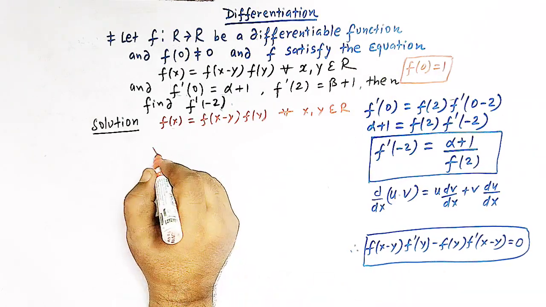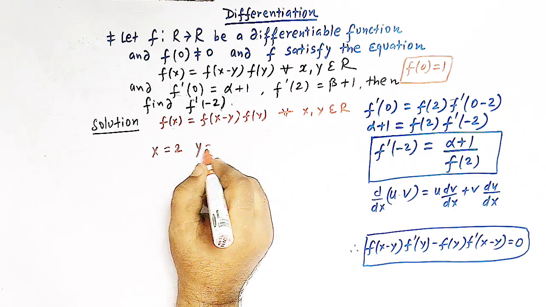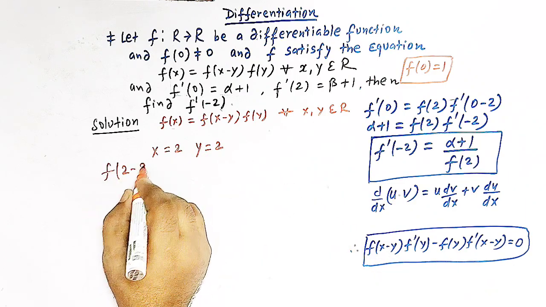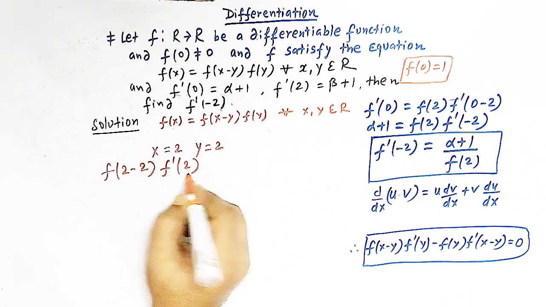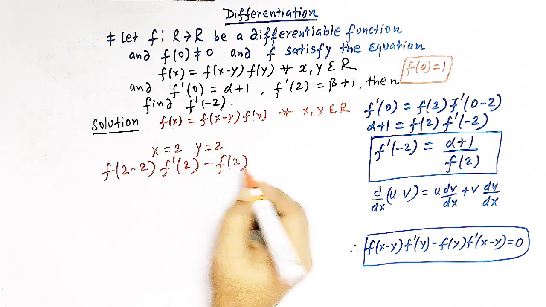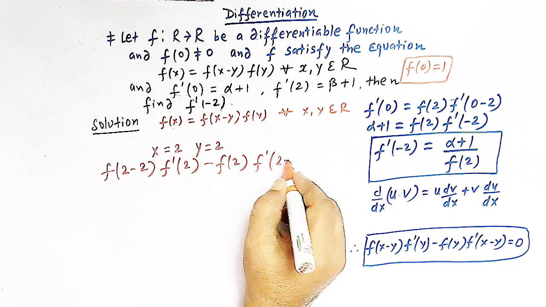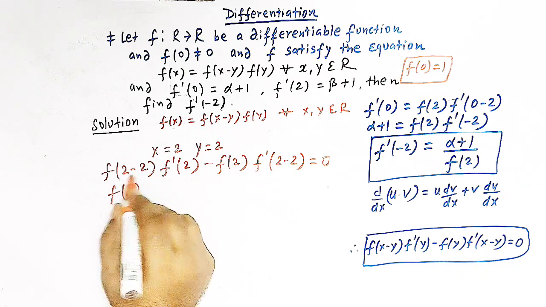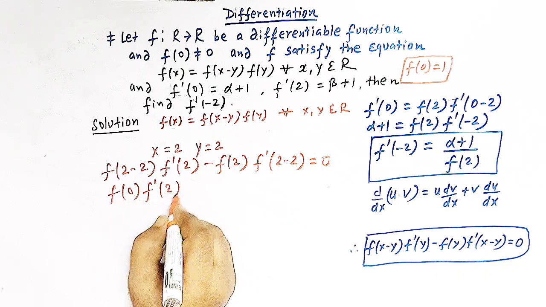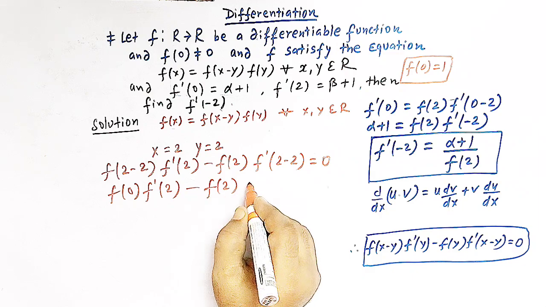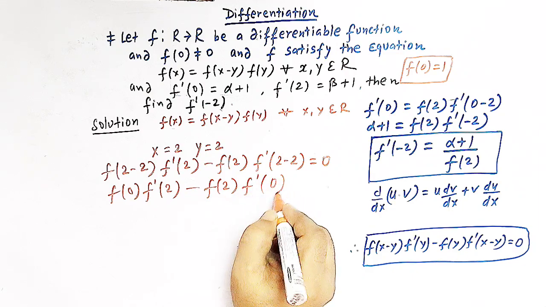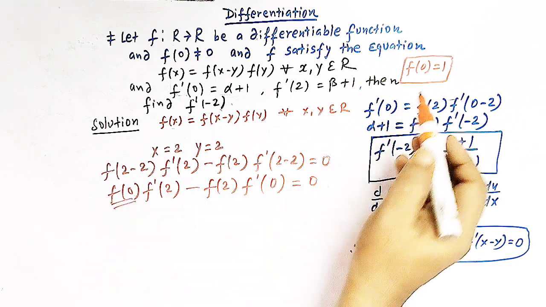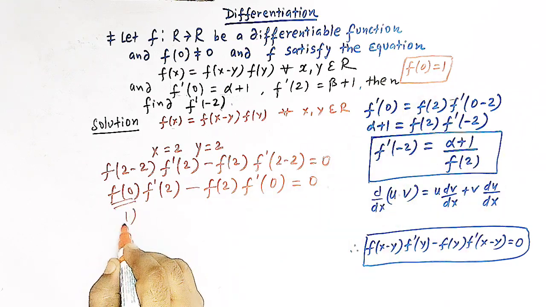So now let us take x is equal to 2 and y is equal to 2 in this equation. So we have f of 2 minus 2, then we have f prime of 2 minus f of 2 and f prime of 2 minus 2, that is equal to 0. So this is f of 0, 2 minus 2, 0. Here f prime of 2, then f of 2, and this is f prime of 0, and this is equal to 0. Right, now f of 0 is equal to 1, so here we'll write 1.